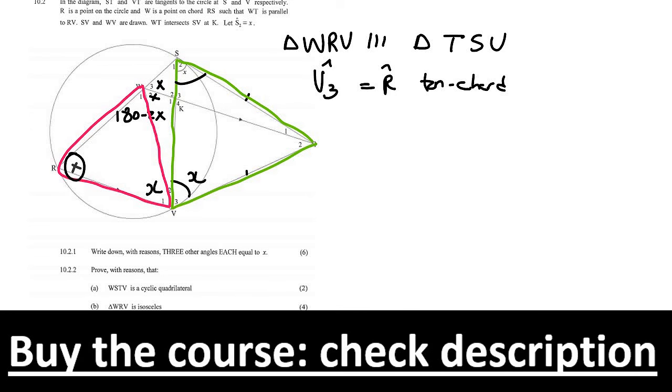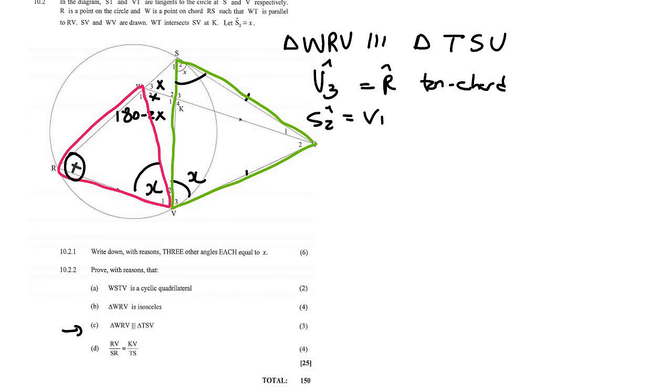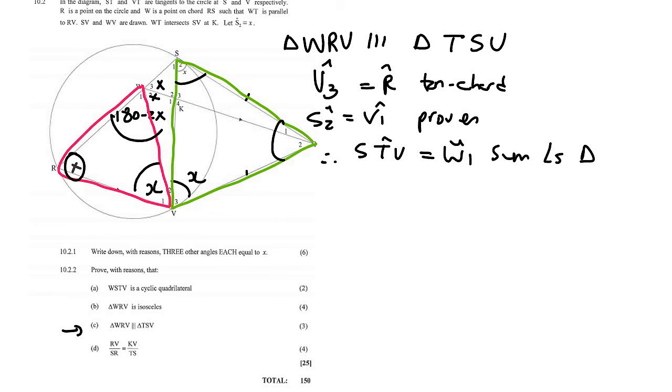We can then see that S2 is equal to V1. There's no real reason, I mean, they're just both equal to X, so we could say proven. And then the third one, angle STV, which is this whole angle, must be the same as W1. And that's just because of sum angles in a triangle. Remember that, guys. The third angle is always the same because of sum of angles in a triangle adding up to 180. Therefore, triangle WRV is similar to TSV.